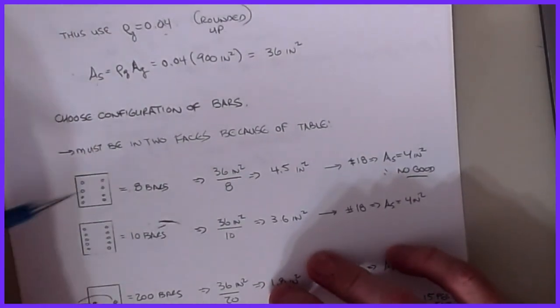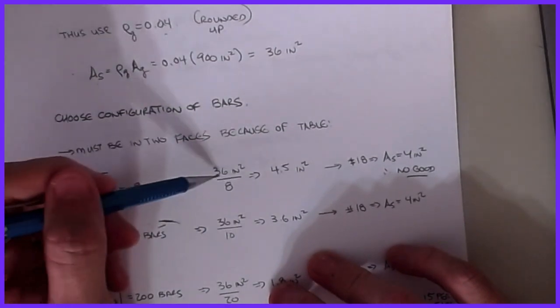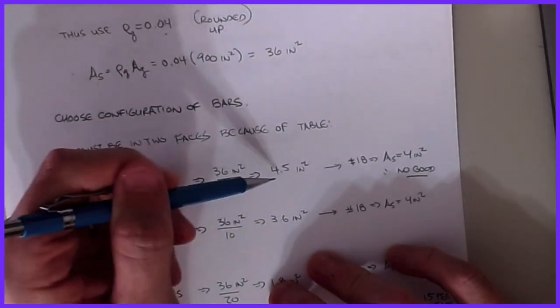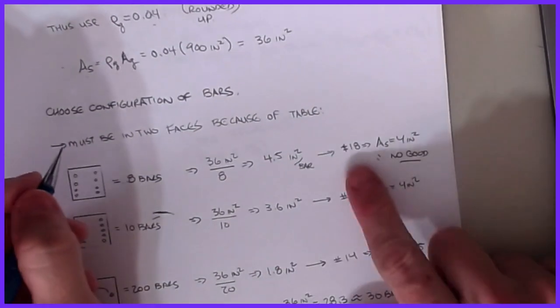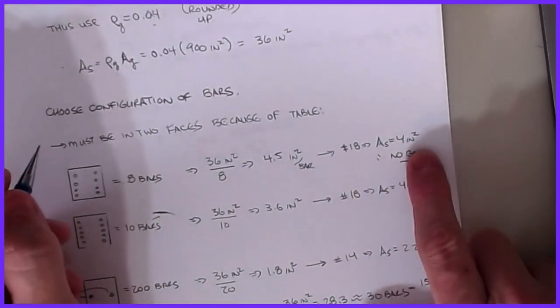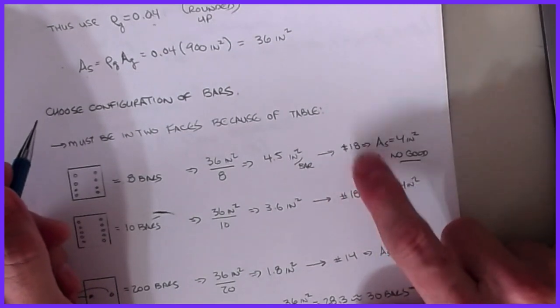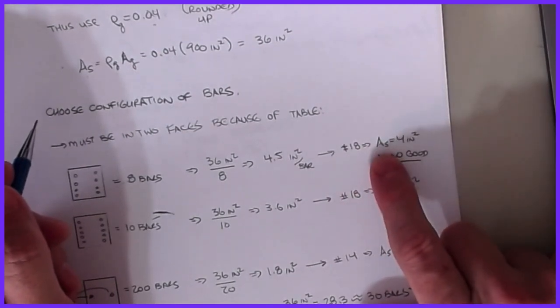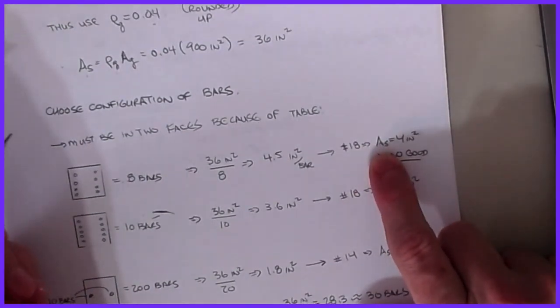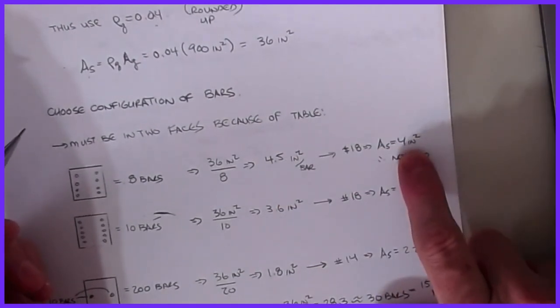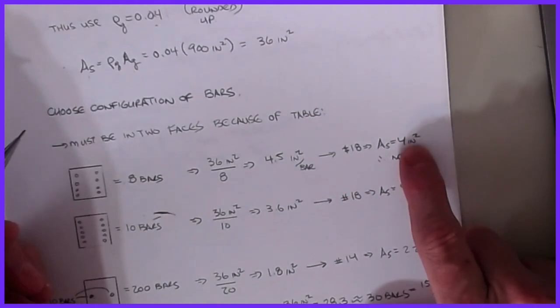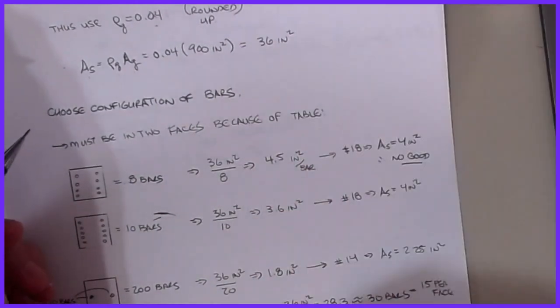If I did 8 bars, that would be 4 in every face. I could take my 36 inches squared, divide it by 8, which gives me 4.5 inches squared per bar. Now a number 18 is only worth 4 inches squared, and these number 18s are massive bars and have some detailing issues, but in a column, you could get away with it if you needed to. But for us, I'm going to call this no good, because this is only 4 inches squared and I need 4.5, so the 8 bar configuration is out.